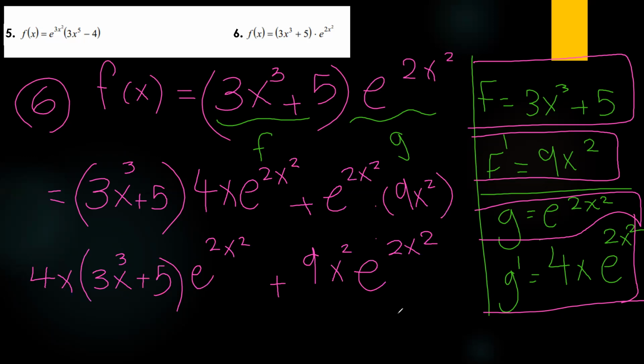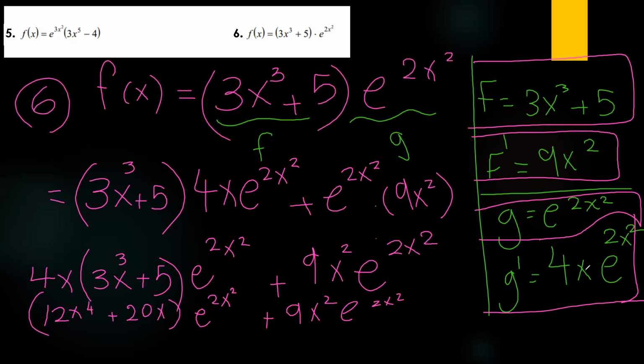Now we can simplify them more, like it is 12x to the power 4 plus 20x times e to the power 2x squared plus 9x squared e to the power 2x squared. And then we can take e to the power 2x squared as a common factor. So we have it as e to the power 2x squared times (12x to the power 4 plus 9x squared plus 20x). And this will be the final answer.